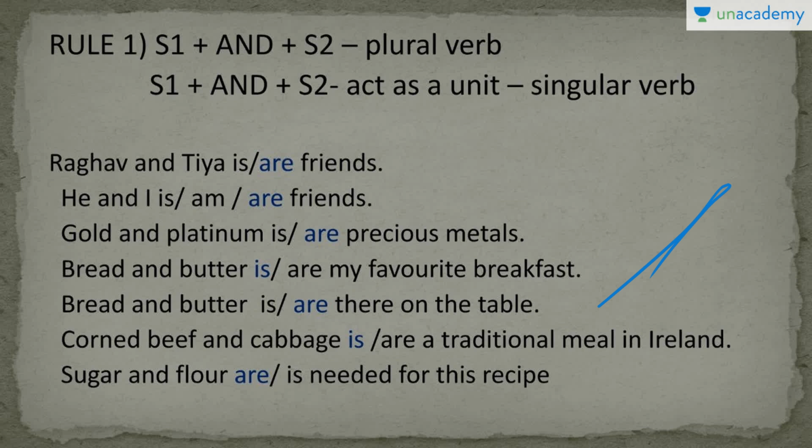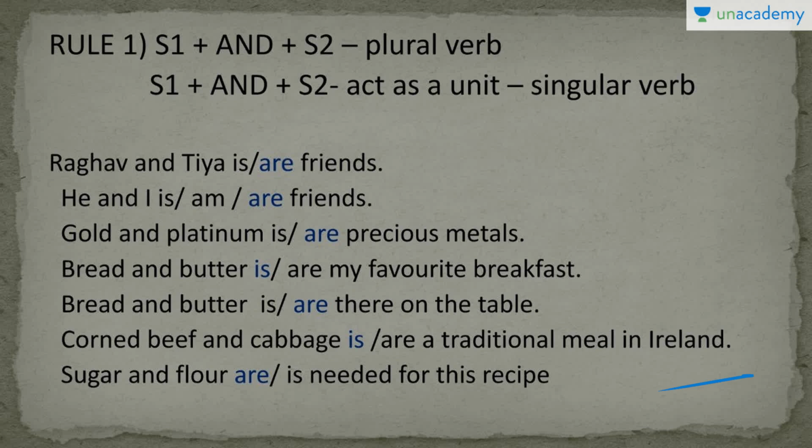Next, bread and butter is or are there on the table. Now you can see the subjects are absolutely the same as those of the previous sentence, but here they're giving a different sense. In this sentence, bread and butter do not work as a unit to form something else. They are simply two different products on the table. Therefore, they give a plural sense and have to be followed by a plural verb. Therefore, the correct sentence would be bread and butter are there on the table.